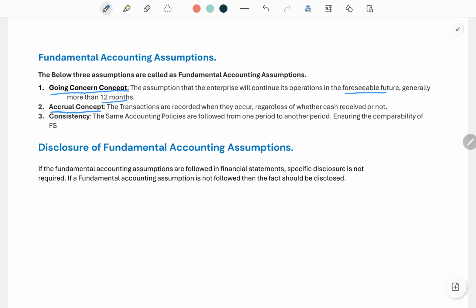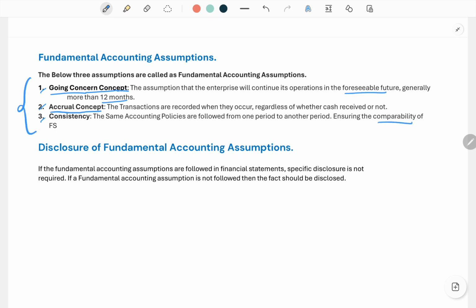Second assumption is the accrual concept. Accrual concept generally means transactions are accounted as and when they occur, not when you receive or pay the cash. For example, I have not paid rent for March. Still, I will consider the expense. I will show it as rent expense to rent payable. So that is the accrual concept. And finally, consistency, which generally means the same accounting policies are followed from one period to another period, ensuring comparability. Right? That's what we are saying.